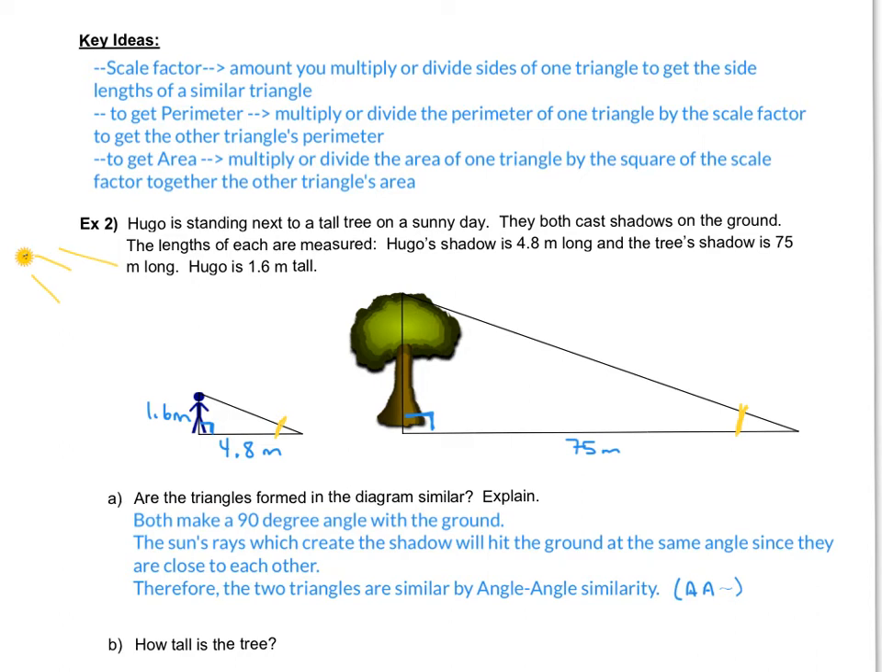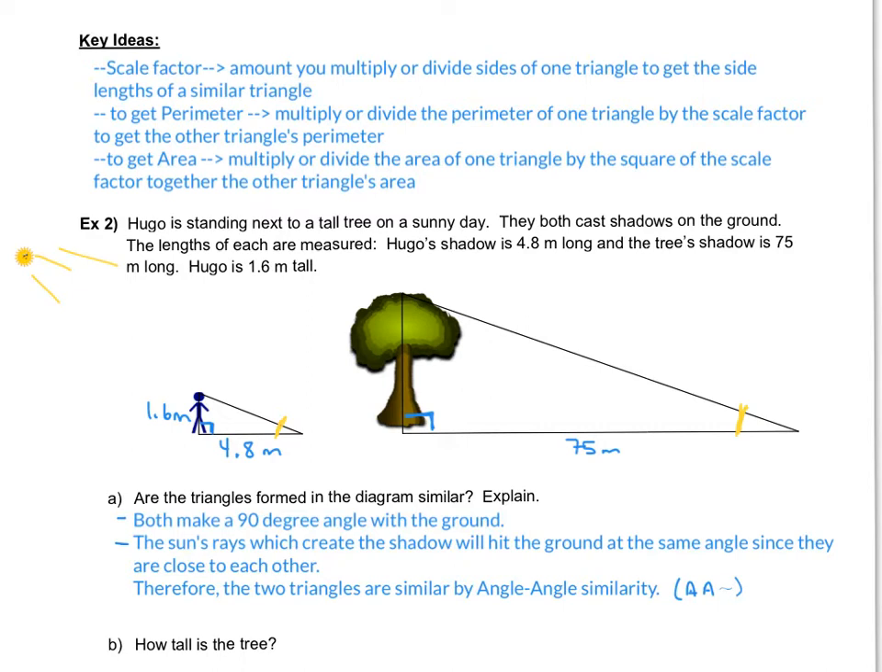Okay, so we have a summary here of why they are similar. Both make a 90-degree angle with the ground, and the sun's rays, which create the shadow, will hit the ground at the same angle since the two items, Hugo and the tree, are close to each other. Therefore, the two triangles are similar by angle-angle similarity.